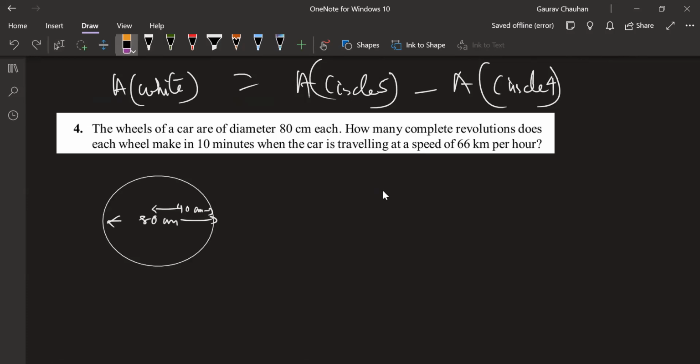They are asking how many revolutions does the car make in 10 minutes? Leave 10 minutes aside for some time. Look at its speed. Speed is 66 km per hour.